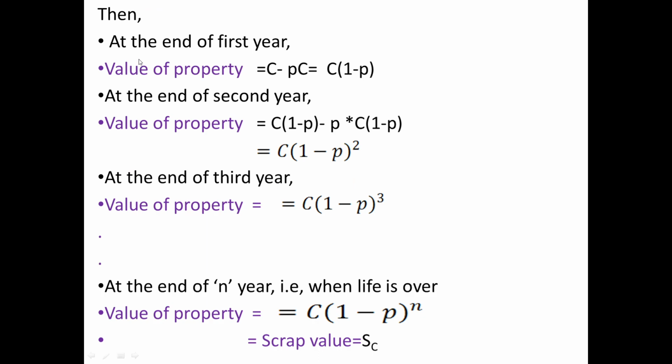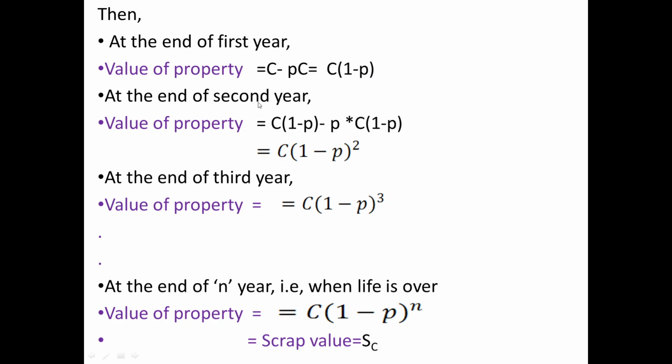Now here, at the end of first year, the value of the property will be C minus the depreciation, because we are assuming that the property is going to lose its value by a certain percentage. So if C is the original cost, then P into C will be the depreciation for 1 year. So C minus PC will be the value of the property after 1 year. Rearranging this, we can write C into (1 minus P).